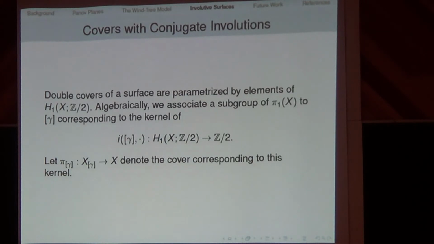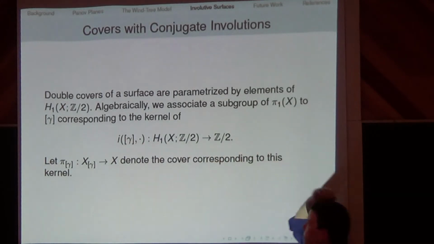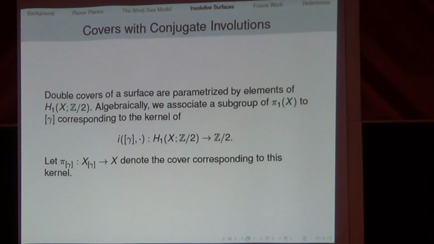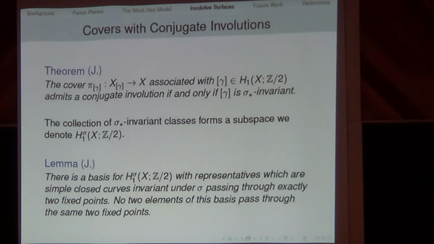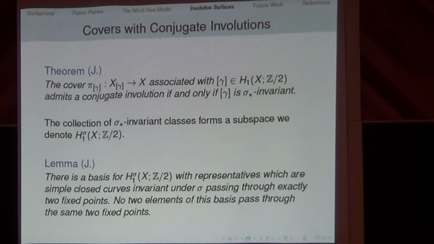And what you do is you fix one element of homology to plug into the intersection form. You let the other one vary. That gives you a map from H1 into Z2 in this case because double covers. The kernel of that is some normal subgroup of H1. And then you pull it back to pi 1, and that's a normal subgroup there, and that gives you the cover. Okay. So these covers that you get by parameterizing things in homology will admit a conjugate involution if and only if the homology class you pick is invariant under the action in homology of the original involution.